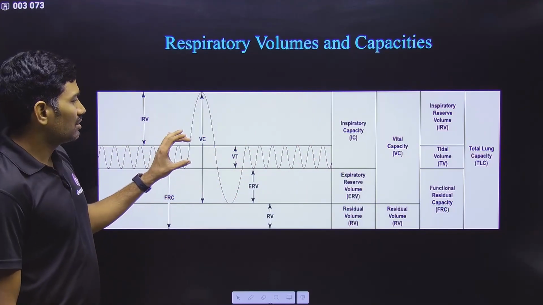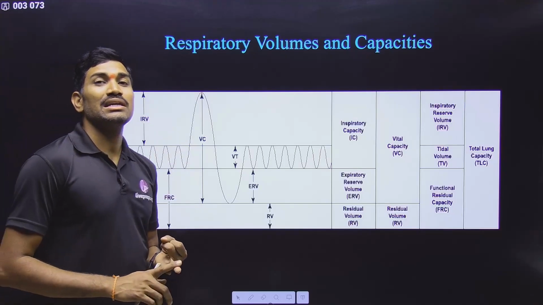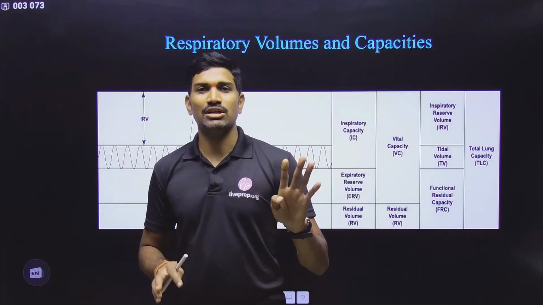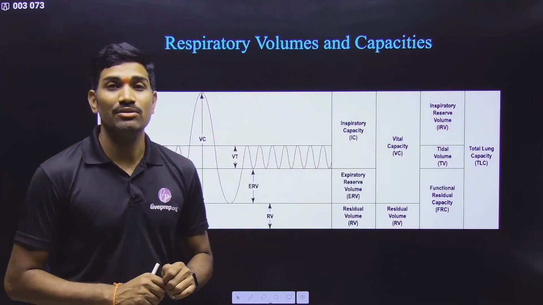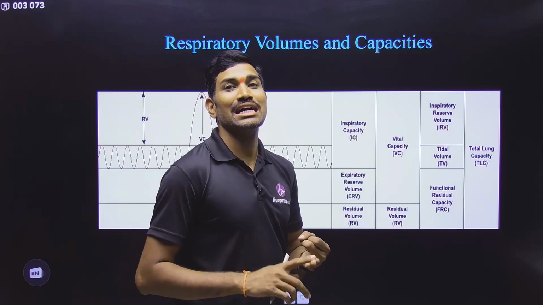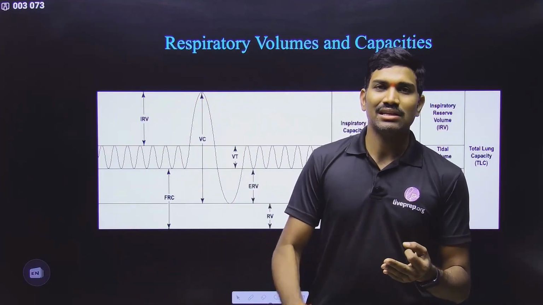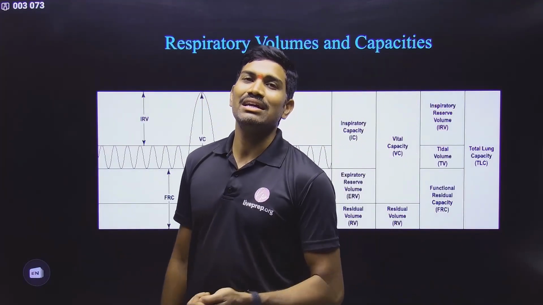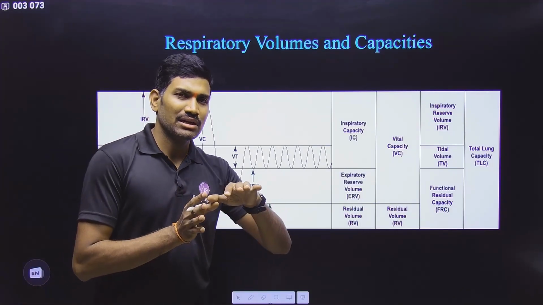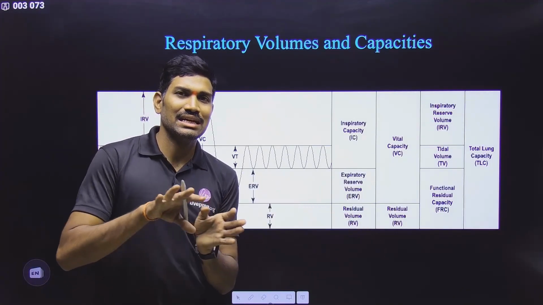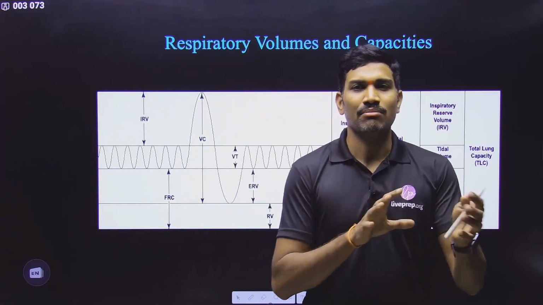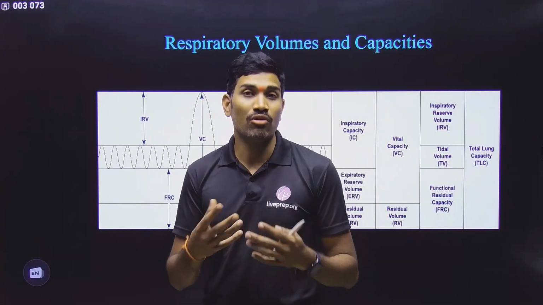So we can talk about the tidal volume, inspiratory reserve volume, I will tell you each and everything, expiratory reserve volume, residual volume. Like that we are studying some volumes. And then we will study some capacities like inspiratory capacity, expiratory capacity, functional residual capacity, vital capacity, and then total lung capacity. Some are considered volumes, some are considered capacities. The capacities are obtained by adding different types of volumes.